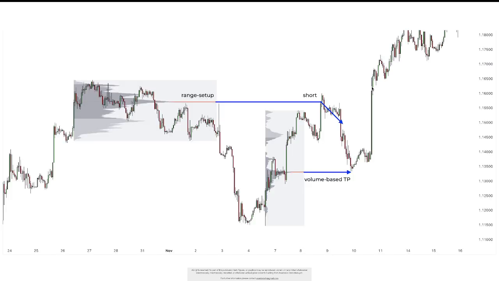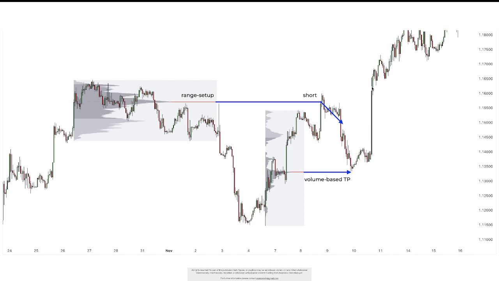Well, we trade from volume to volume. This is a principle I need you to understand, because once you really deeply understand this, take profit and stop loss placements are going to be extremely easy for you. Take profit placement is on the next point of control, the closest point of control to your entry.